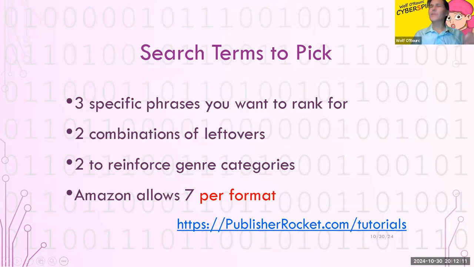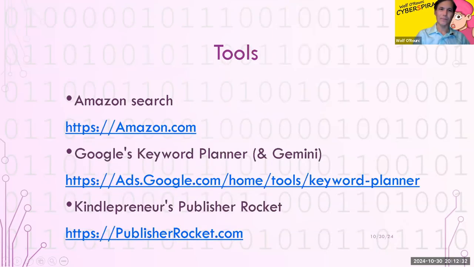And if you want to know how to select keywords and categories from the masters at this, Publishers Rocket has free tutorials. The link is at the bottom there and in the handout. And they will walk you through in excruciating detail how this actually works and how they built the software to make that happen automatically. What tools can you use to do keywords and categories research?